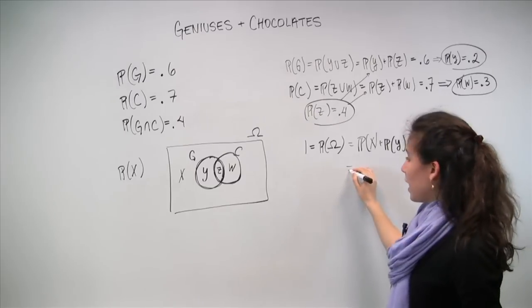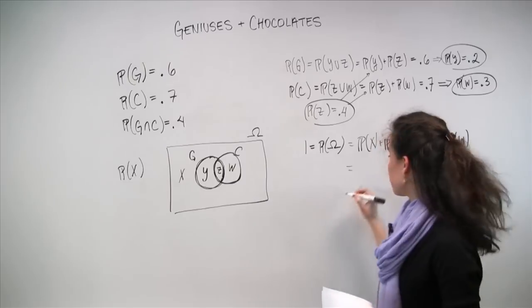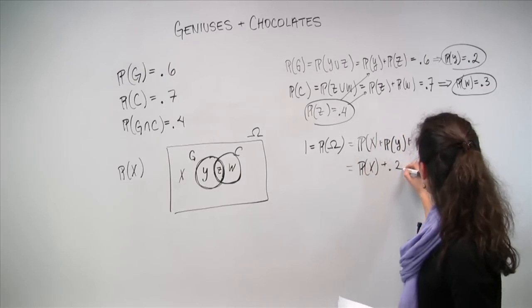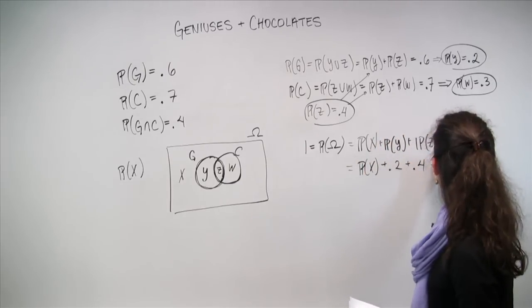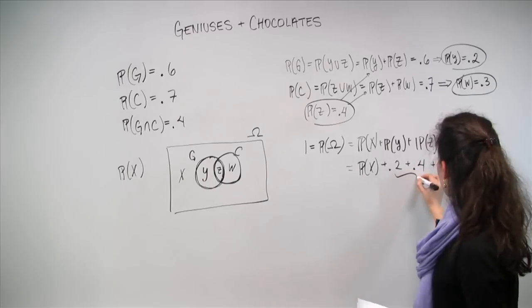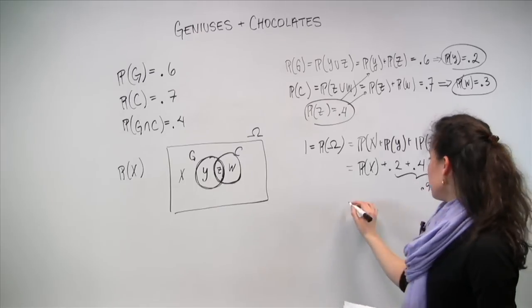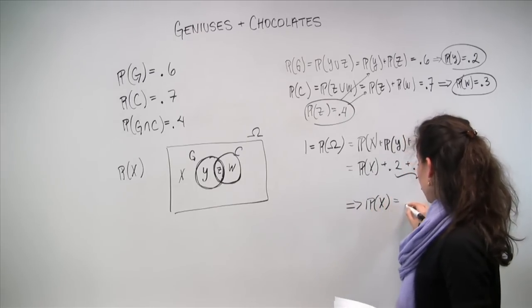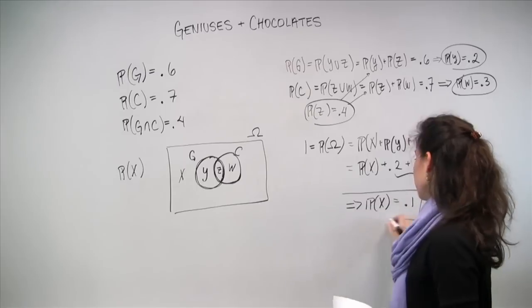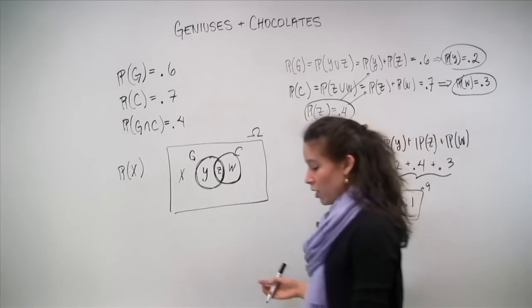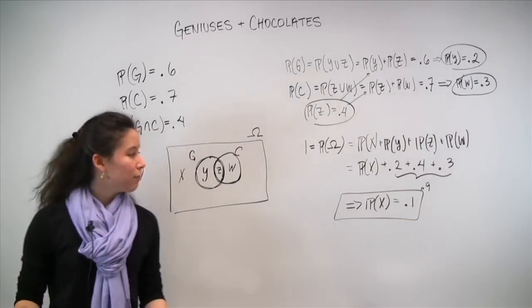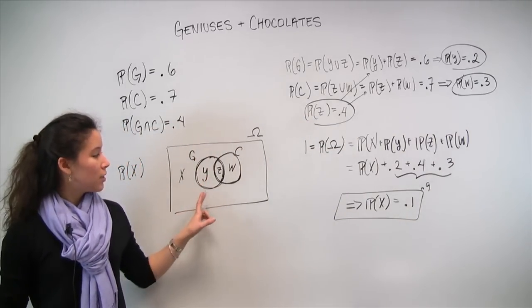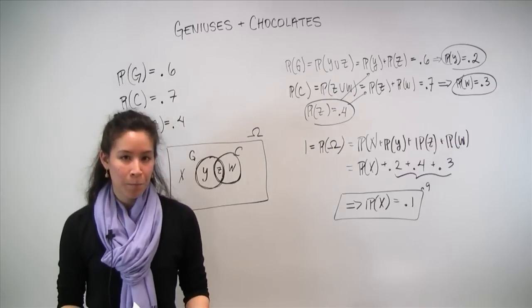And now we can go ahead and plug in the values that we solved for previously. So we get probability of X plus 0.2 plus 0.4 plus 0.3. These sum to 0.9. So again, just simple arithmetic, we get that the probability of X is equal to 0.1. So we're done because we've successfully found that the probability that a randomly selected student is neither a genius nor a chocolate lover is 0.1.